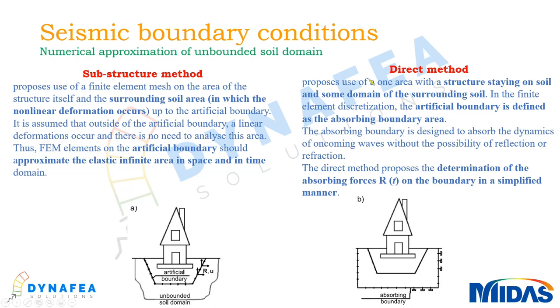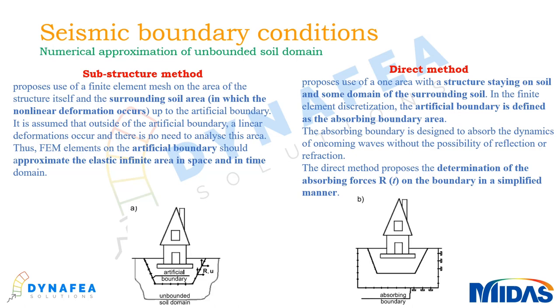The more popular, maybe less accurate, but very much easier to implement, is the direct method, which proposes to model the above ground structure with the area in which we don't know if we have linear or non-linear behavior. We don't care about this, but what is important is that we have to model boundary conditions which will absorb the waves, so that the waves don't reflect from the boundary and come back to the structure, right? And it's much easier to calculate the absorbing forces on the boundary than in the substructure method.